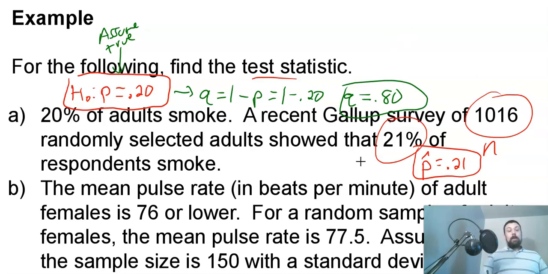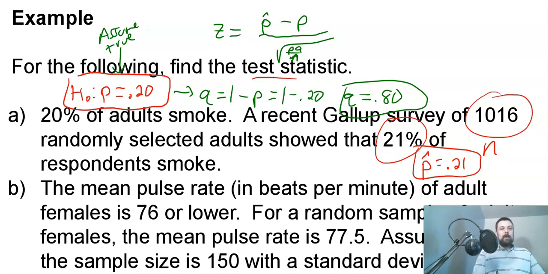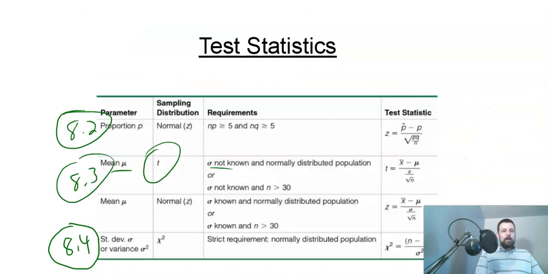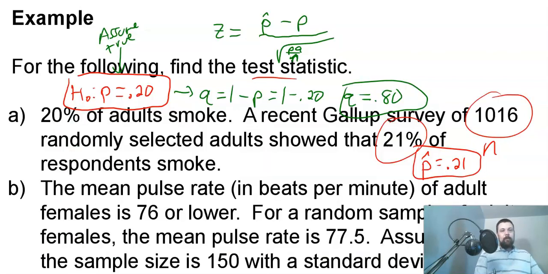So with that information, we can calculate the test statistic. The formula is this: the sample proportion, p hat, minus p, divided by the square root of p times q over n. These formulas start to get pretty complicated, so let me go back and double check just to make sure. Yeah, that's the formula. We got it right.